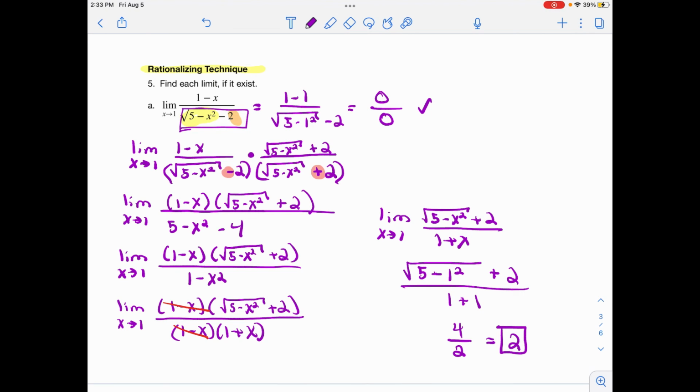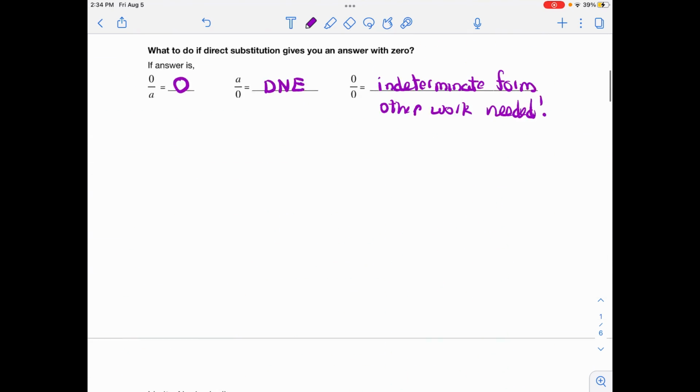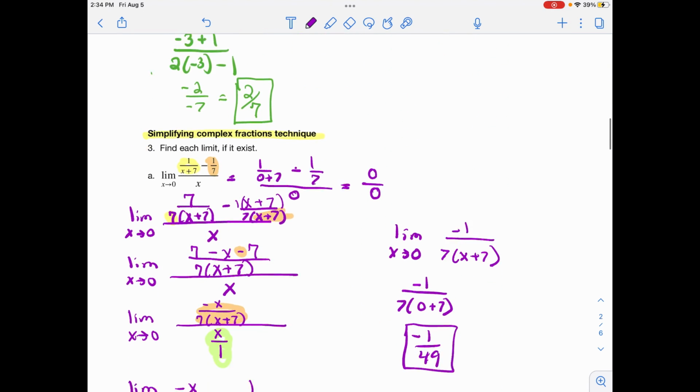And that is our rationalizing technique. So these are the techniques that you need to be able to solve. Remember, begin and end with direct substitution. That is your default method. You always try that first. If you get the indeterminate form, then you need to go back and try one of these techniques we talked about in this video, which is our factoring technique, where you factor everything and see if something cancels out.